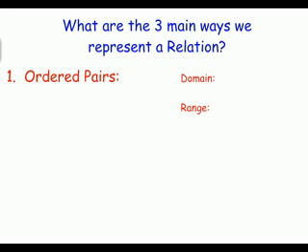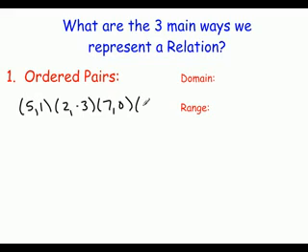So let's look at 3 ways that we represent a relation in class. One is by looking at ordered pairs, the way you're probably most used to seeing x's and y's. So, for example, I have the ordered pair 5, 1, how about 2, negative 3, 7, 0, and let's do 9, 1. I'm just going to put brackets around it to show that they are all together, and that makes my relation.